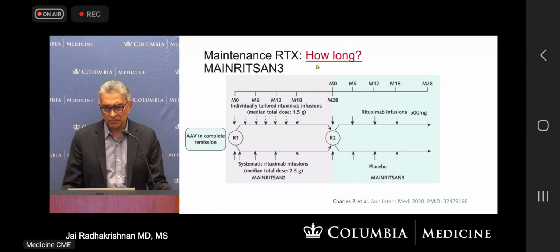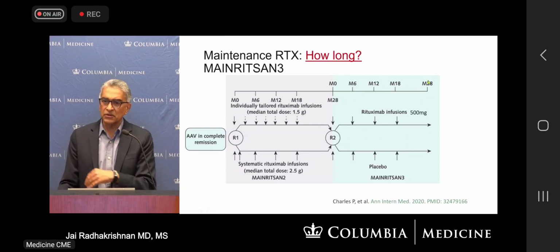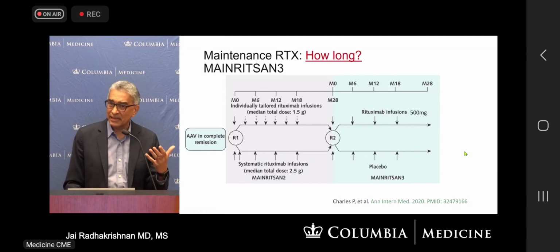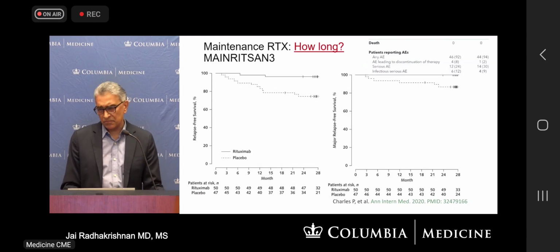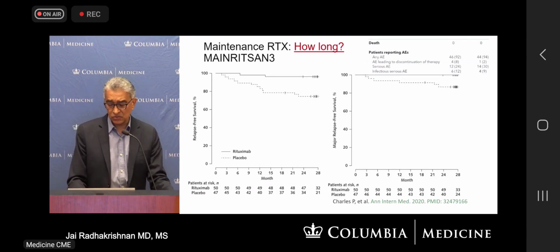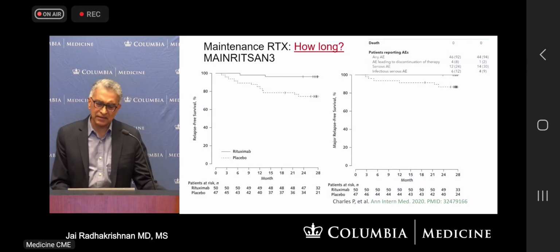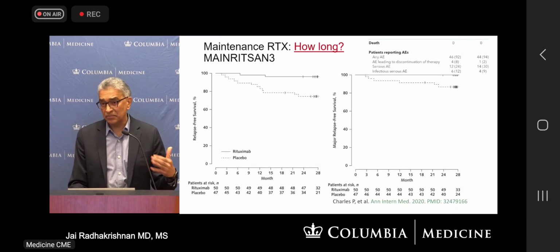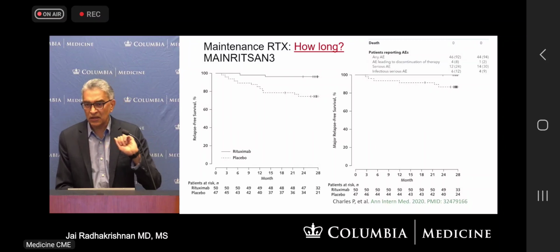And then how long? Again, this was shown before, but in MAINRITSAN 3, you take the MAINRITSAN 2 fixed and tailored patients, and then you randomize them into no rituximab versus ongoing rituximab, 500 milligrams every 6 months for another 28 months. So the total time is almost 5 years. And you can see right here, if you stop rituximab, you do have a risk of relapse, right? But again, 20% of patients are going to relapse, so your number needed to treat is quite significant. So you have to be careful. What I typically do is I look at risk factors for relapse, and the biggest ones are PR3 positivity, and especially if a patient comes with lung involvement. But every patient is at risk for relapse, and there's no checkbox saying this patient will or will not relapse.